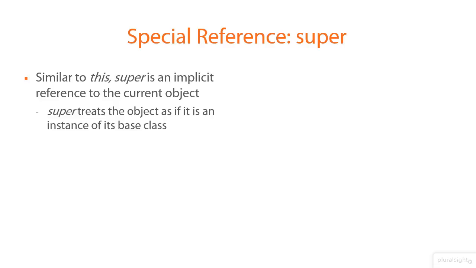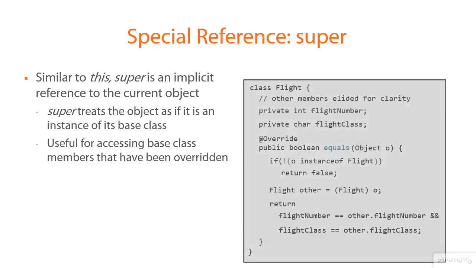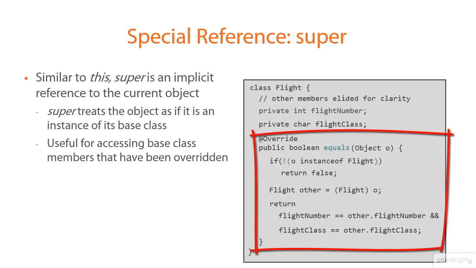And it allows us to access the features of the object as if our current class has not overridden any of those features. And this comes in really handy when we're implementing something in our current class and we want to get to the features or a method exactly as they behaved in the base class. Let's take a look here at our flight class. As you recall from the previous clip, we've overridden the equals method to compare two flight instances based on the flight identification information, the flight number and flight class.